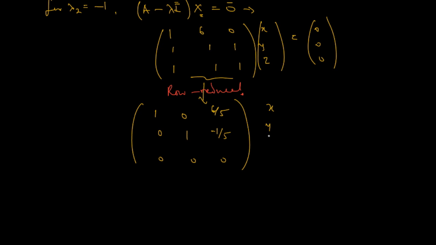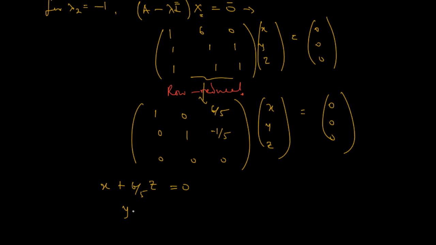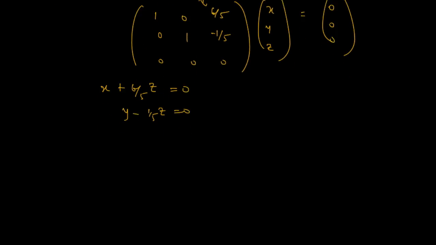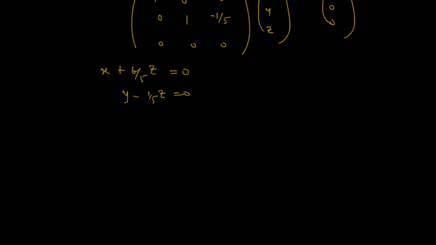So this is x, y, z equals 0 0 0, and when we expand this, this is 1 times x, which is x, plus 6 all over 5 z equals 0, and then we have y minus 1 all over 5 z equals 0. So we want to solve this, and as usual, the very first thing is to recognize the free variable. The free variable here is z. So since the free variable is z, we set z to any number.